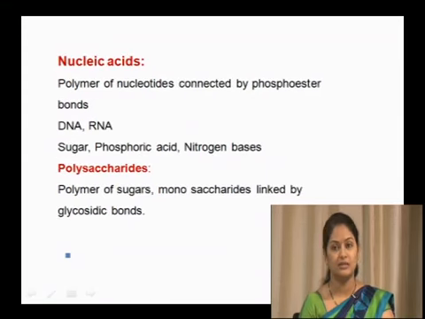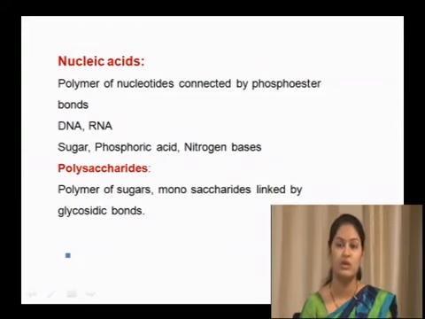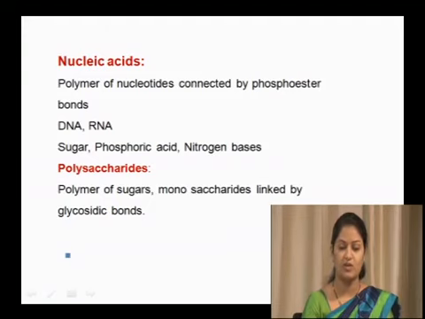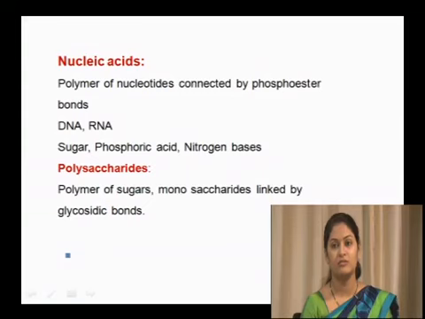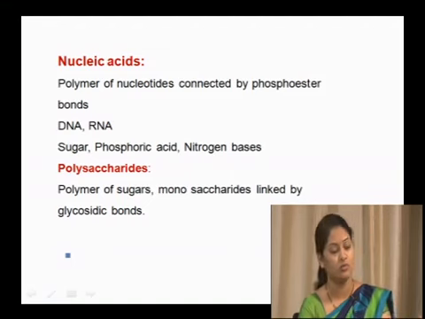The next polymer is nucleic acid, which we consider the genetic material. These are polymers of nucleotides connected by phosphoester bonds. The types of nucleic acids are DNA and RNA, and all kinds of nucleic acids are made up of sugar, phosphoric acid and nitrogen bases. The last category of biomacromolecules is polysaccharides. Polysaccharides are polymers of sugars. They contain monosaccharides which are linked by glycosidic bonds.